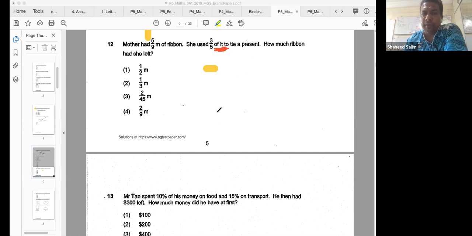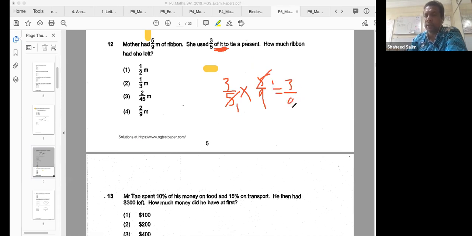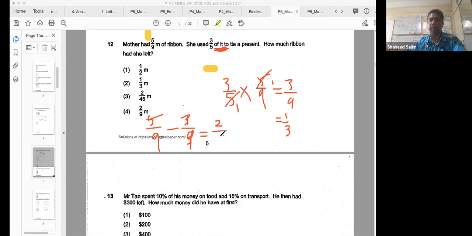She used 3/5 of it. So 3/5 of this is how much? 3/5 of means times, it is 5 over 9. So you cancel, you get 1, 3 over 9. It's the same as 1/3. Now you can just take 5 over 9 minus 1/3. Then you get your answer. 1/3 is the same as 3 over 9. So you get 2 over 9. That's the question. Are you okay, Putri?